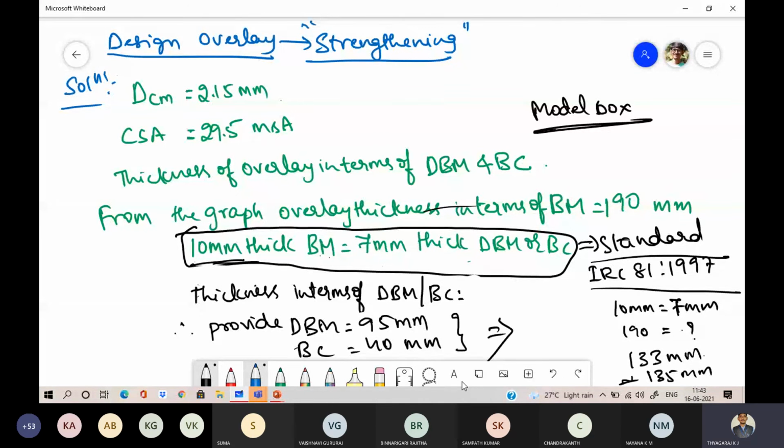This is one type of designing the overlay when the traffic is given. There is one more type. We will see that and wind up the class.